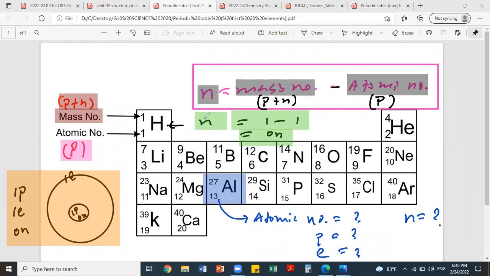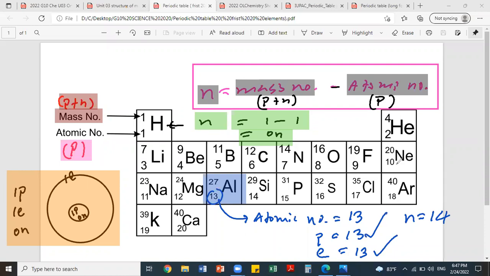Atomic number 13, protons 13, electrons 13, neutrons 14. Very good, Sohana. And Kishon, I think it was your network connection. Both of you are correct. If you remember the atomic number, you can directly tell two more pieces of information about that atom: the proton number and the electrons, for any atom.